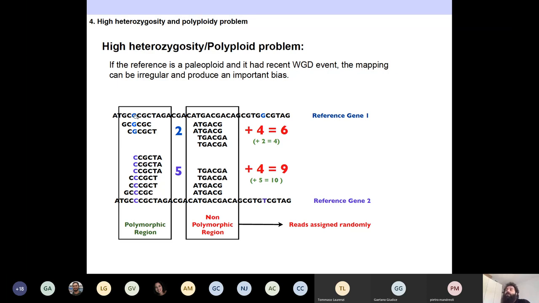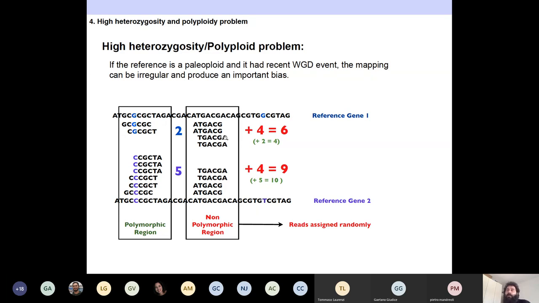So when you map the reads, imagine that in total you have eight reads, okay? 1, 2, 3, 4, 5, 6, 7, 8. When you have the polymorphic region, you are going to map 5 and 2, so that would be perfect, because the polymorphism is telling you that these reads go here and don't go here, and these reads go here and don't go here. But if you don't have polymorphisms, even if the reads should have the same proportion, they are going to map equally in both genes.